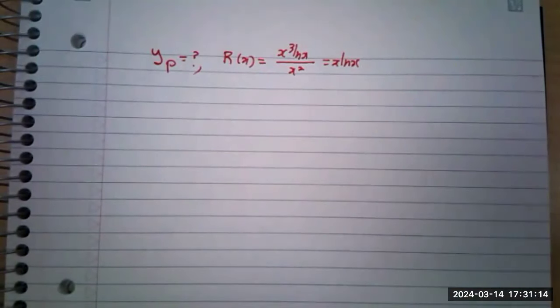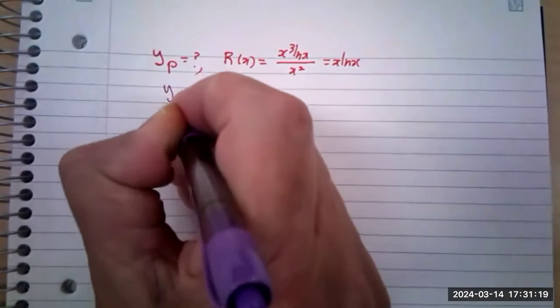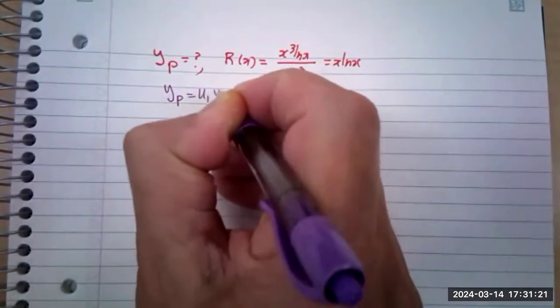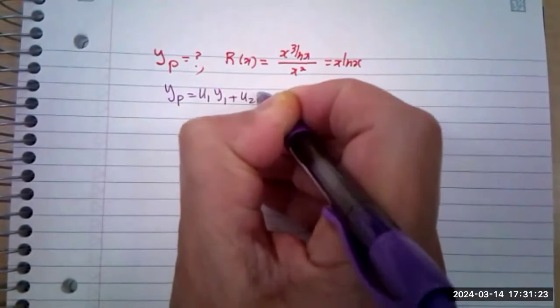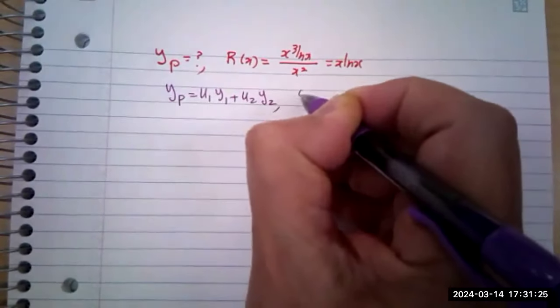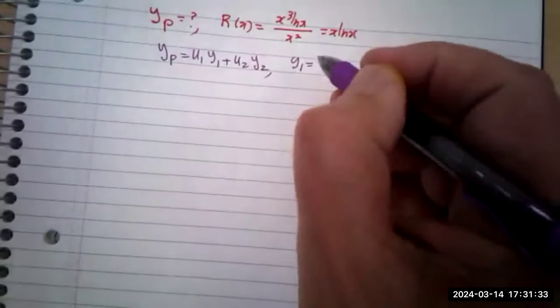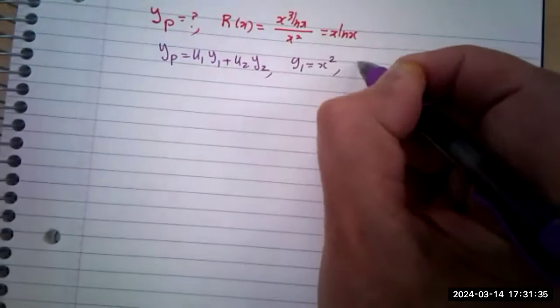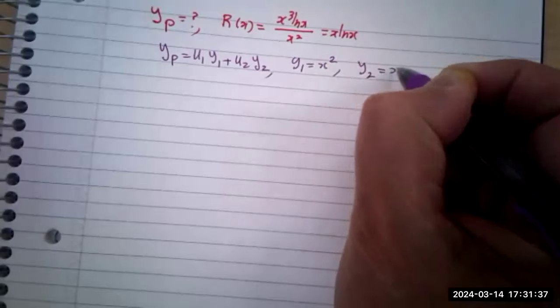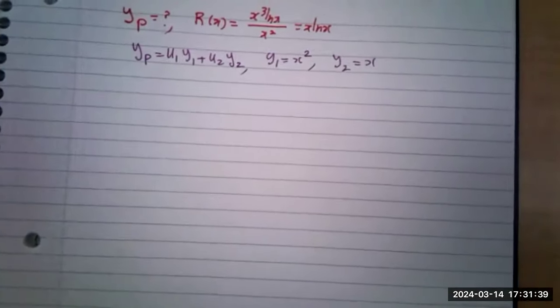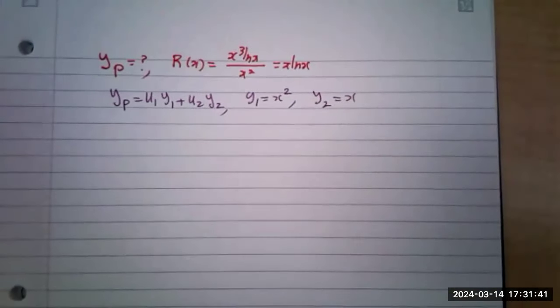Now, with variation of parameters, you know that it's going to be u1 y1 plus u2 y2. You identify your y1 and y2: y1 is x squared and y2 is x. That's it. I'll start the procedure up there.